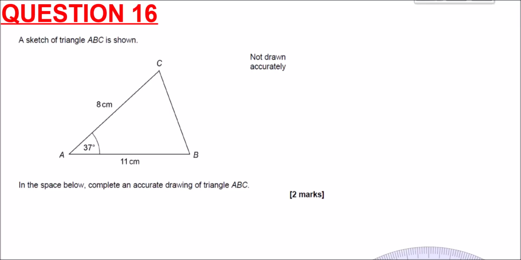Question 16, we've got a sketch of a triangle below. You can probably see a little clue as to what we need to do down here. What we need to do is complete an accurate drawing of that triangle ABC. And so we've been given the bottom line. The bottom line's 11. What we need to do here is make this top edge 8 with an angle of 37 degrees between.